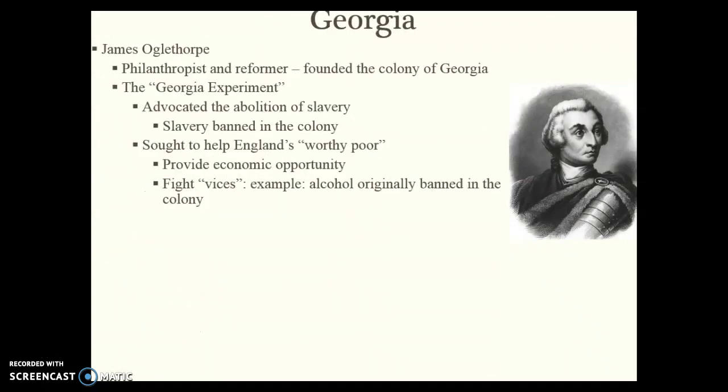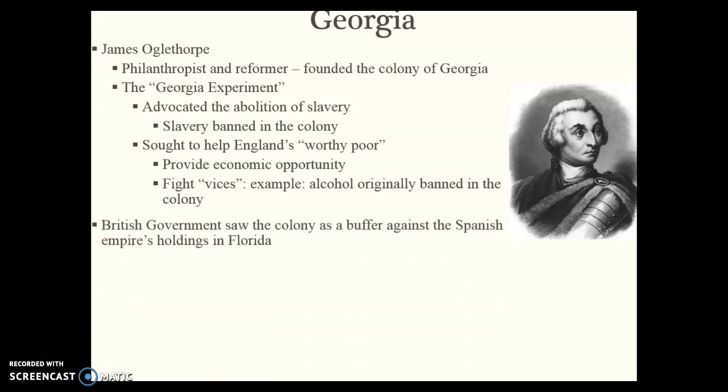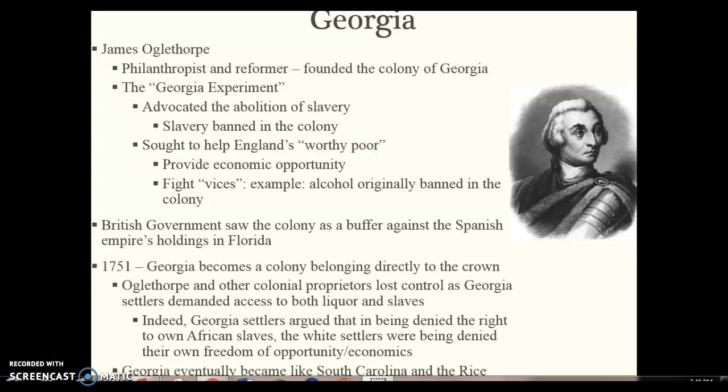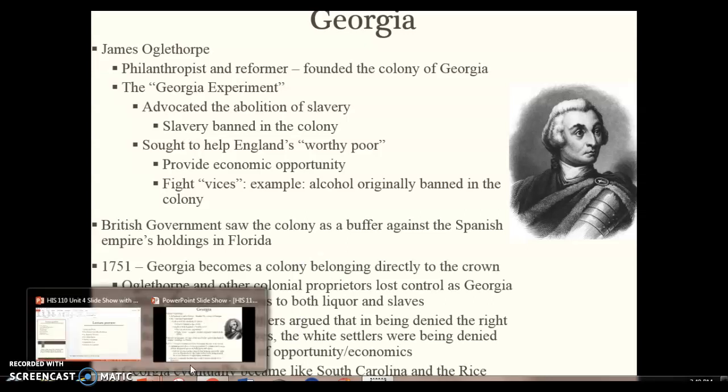In Georgia, you also had this, but let's get to Georgia real quick. It was settled by James Oglethorpe, a philanthropist and reformer. He started this for the worthy poor. This was going to be a place where there was no slavery. He was actually an opponent of slavery. He wanted to provide economic opportunity for poor Englishmen and women. He fought the vices, so alcohol was banned. So slavery and alcohol were originally banned in the colony here.